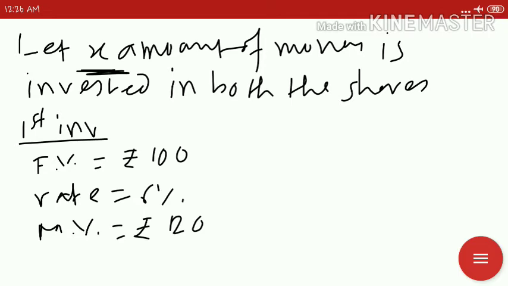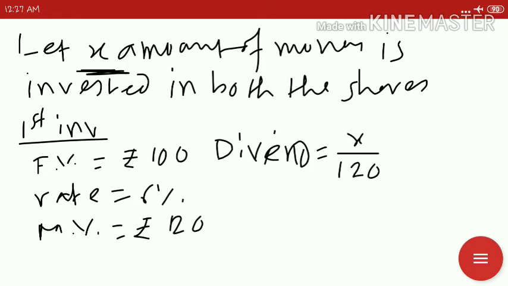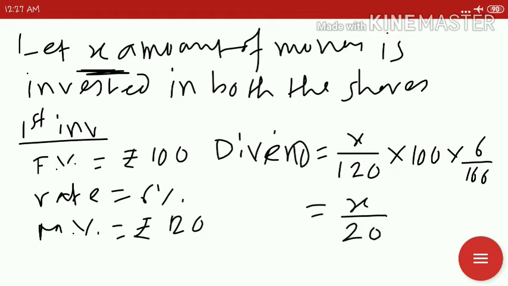Now similarly, as I have already mentioned in the previous problem, when the number of shares is not given, how to calculate it. So dividend, first we have to mention the number of shares. To find the number of shares, that is investment by market value, that is X by 120, times face value 100, times rate 6%, that is 6 by 100. After calculating it, you can find out that it is X by 20.